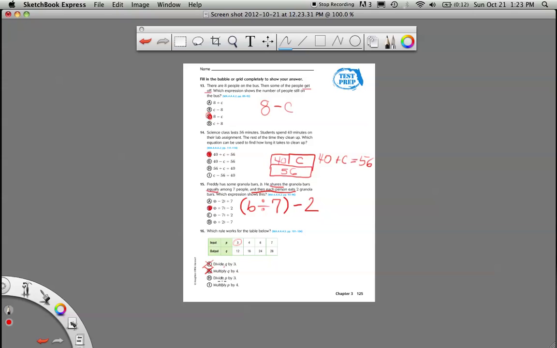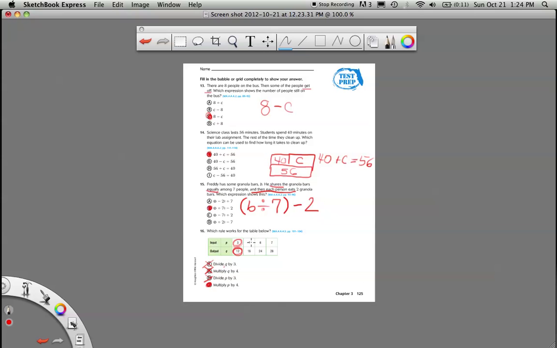So H, divide P by 3. So here's my P. It is a 3, and I have to divide it by a 3. 3 divided by 3 gives me 1, not 12. So that's not right. So if I multiply P by 4, so I've got to multiply the 3 times 4. 3 times 4 does give me 12. So finally we found one that works, I.